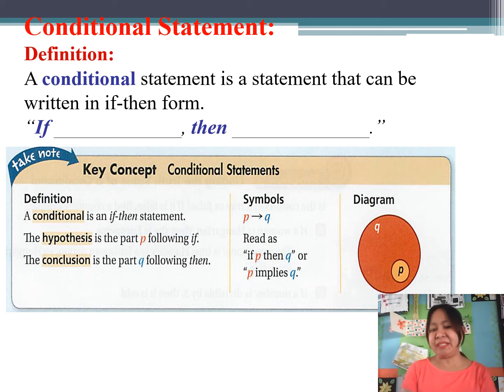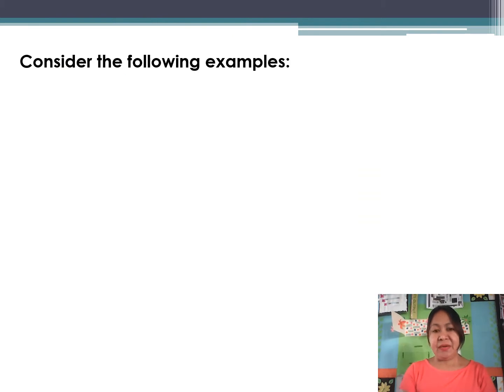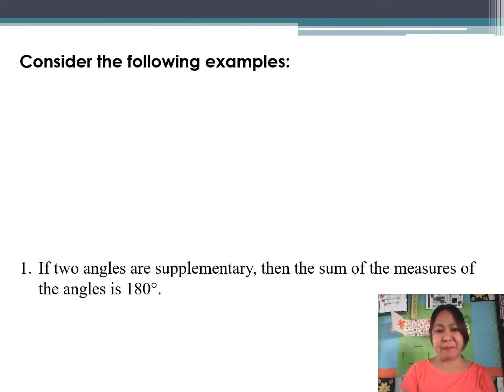In symbols, it can be written like this, as you can see on the screen. It can be read as "if P, then Q," or "P implies Q." If we are going to draw a diagram of a conditional statement, it can be represented by this diagram. Okay, so let's have some examples.